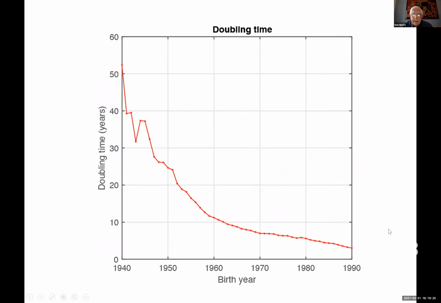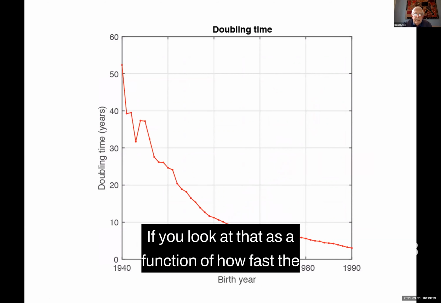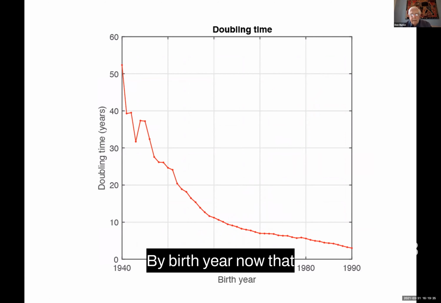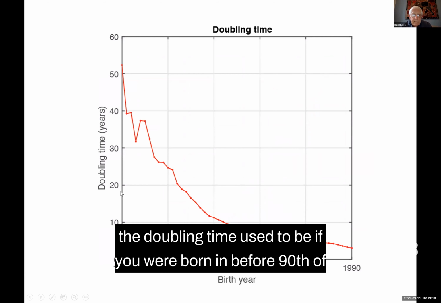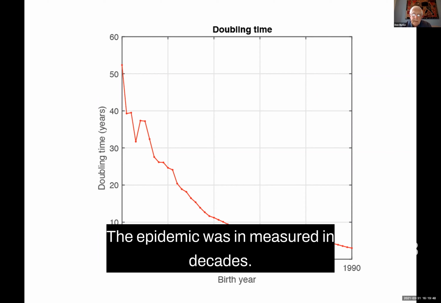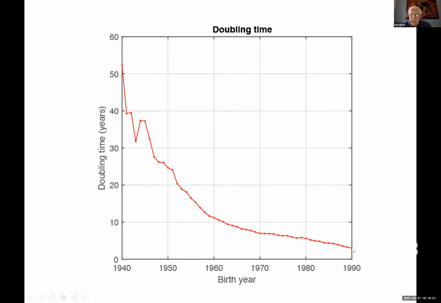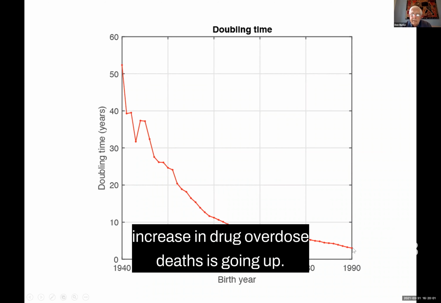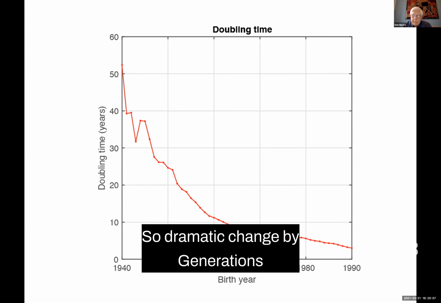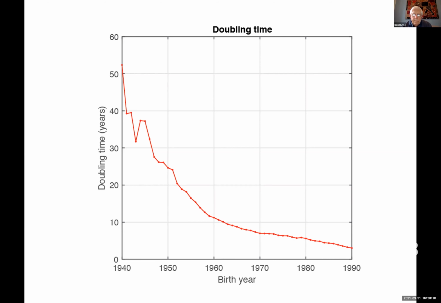If you look at that as a function of how fast the overdose deaths are growing, the doubling time by birth year used to be, if you were born before the epidemic really started in 1946, the boomers, the doubling time of the epidemic was measured in decades, whereas now people who were born in the 1990s, the doubling time for how fast they reach an increase in drug overdose deaths is about 3 or 4 years. So dramatic change by generations over time.